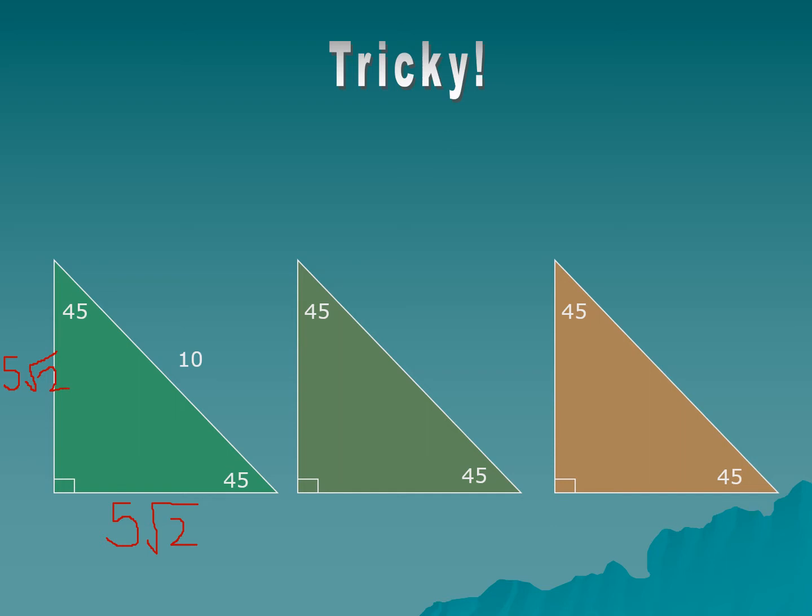Let's try that one again, but this time have the hypotenuse be 16. Go ahead and take a second to figure out what the two legs are. Yes, divide the hypotenuse by 2 and then multiply by square root of 2. Once you have one leg, the other leg is identical. Let's try one more example.